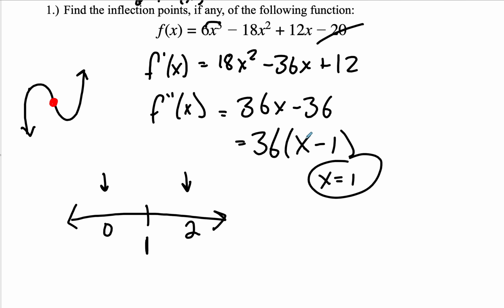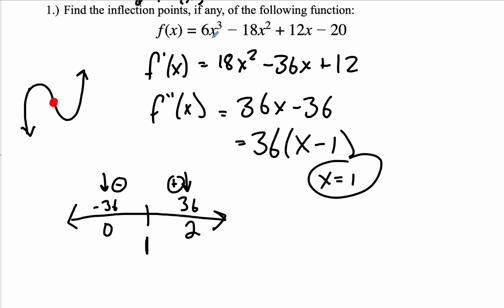Now, if I plug in 0, I get 0 minus 1, which is negative 1. Negative 1 times 36 is negative 36. So the concavity is negative, or rather concave down. I plug in 2. 2 minus 1 is 1. 1 times 36 is positive 36. And this shows that when x is 1, the concavity changes from concave down to concave up. Therefore, 1 represents an x value for a point of inflection, a change in concavity.